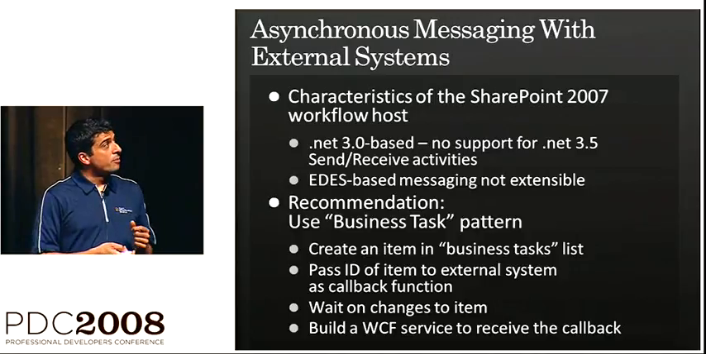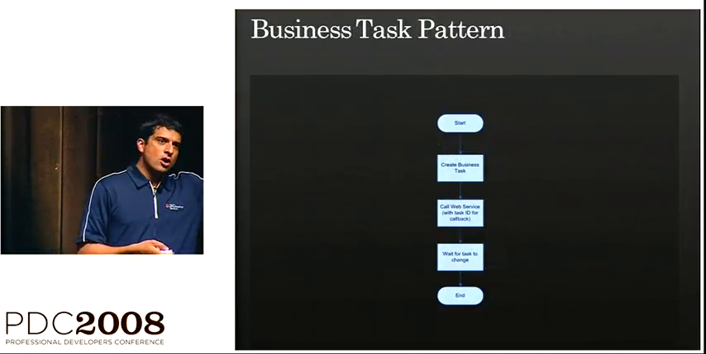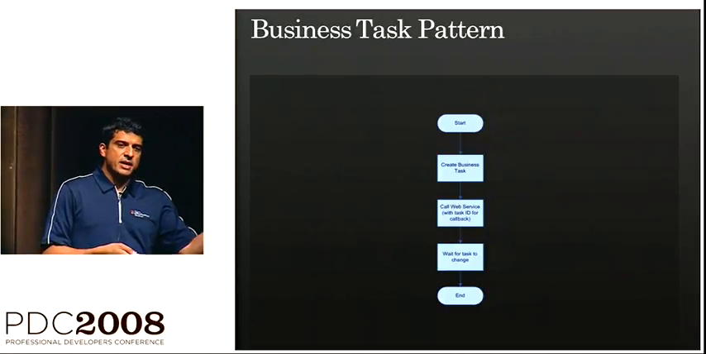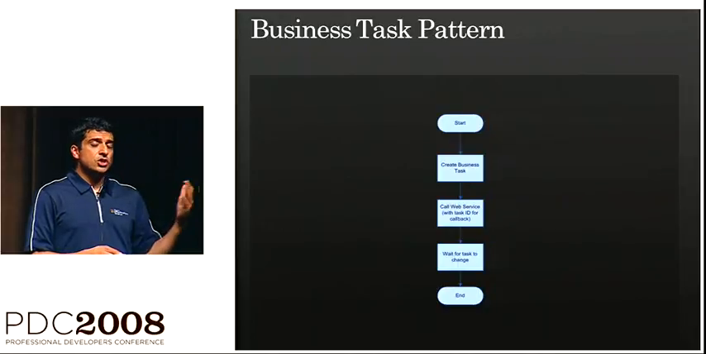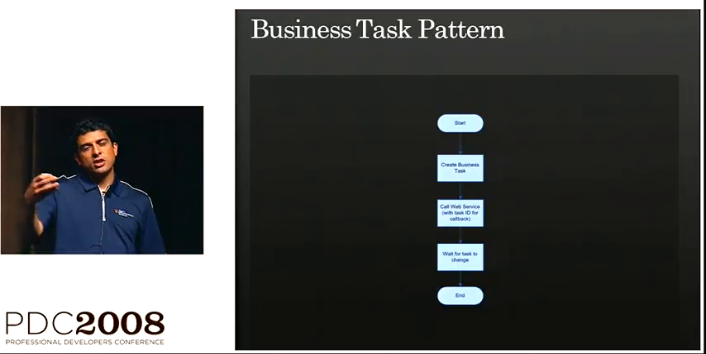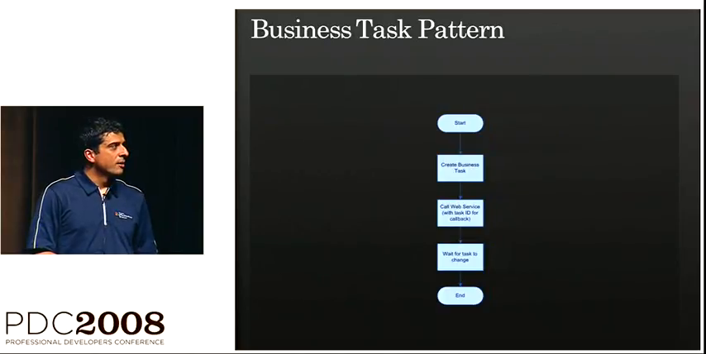So the way you do the pattern, essentially, is you create a business task in a task list, and then you call that external system. If it's an ASMX, that's cool, or you can use WCF, which I'll do in this demo. And then, essentially, you wait for that item to change. The workflow is not directly going to get called back. You've got to have this proxy in the middle. It's straightforward, and that's really what we do recommend.